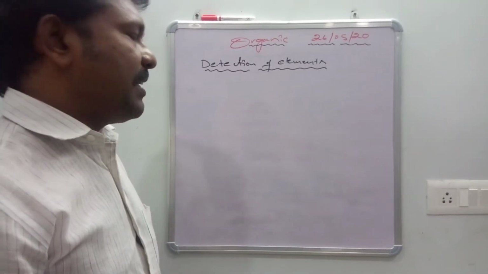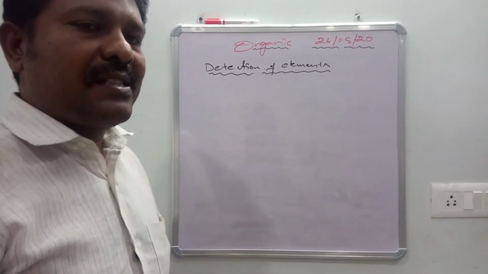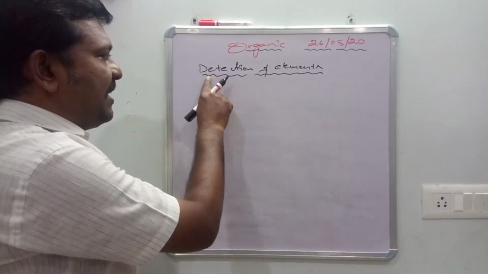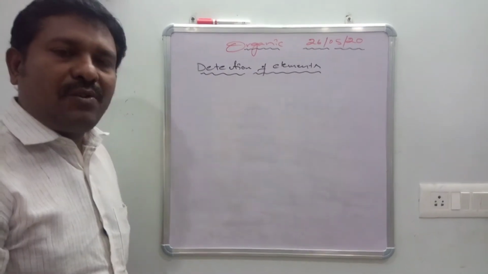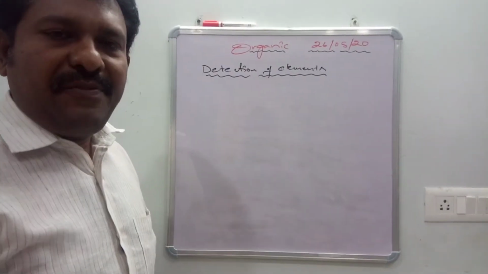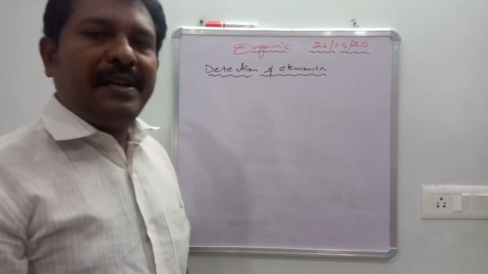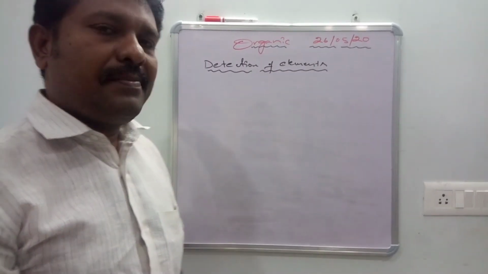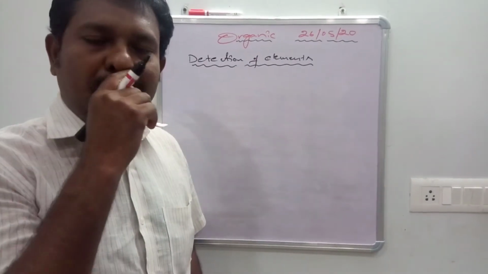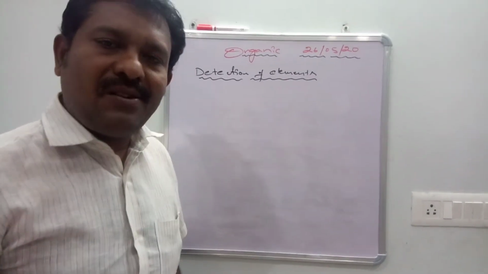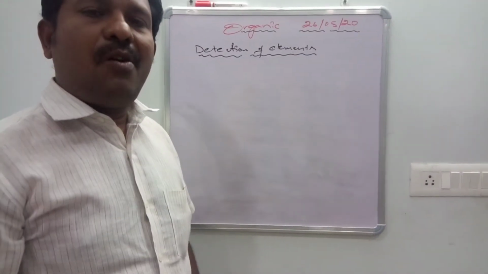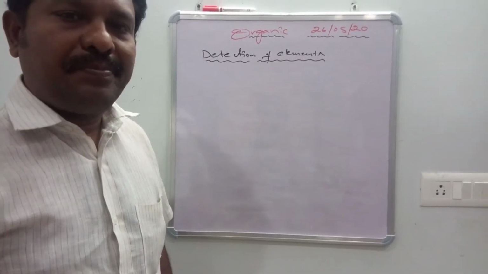What about qualitative analysis and quantitative analysis? Qualitative means detection of elements. Very familiar. What about the organic compound? Along with carbon and hydrogen, some other elements like sulfur, halogen, nitrogen, oxygen are present. Such compounds are known as organic compounds.